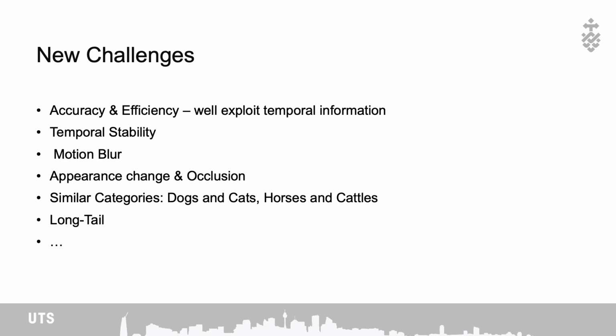Besides, VSPW has some very similar categories, for example, dogs and cats, horses and cattle. So we need to design fine-grained models to tackle the problem. And VSPW is a long-tail dataset, so how to improve the performance of the tail classes is very important.